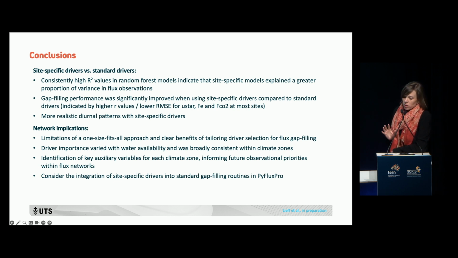Overall, the driver importance varied between sites, but it was consistent within climate zones. So that, again, supports the approach that it makes sense ecologically. We also identified key auxiliary variables with our approach for each of the climate zones by having the high importance of drivers for some variables, and that might inform future observation priorities within the TERN network, but also within other networks if they follow this approach.